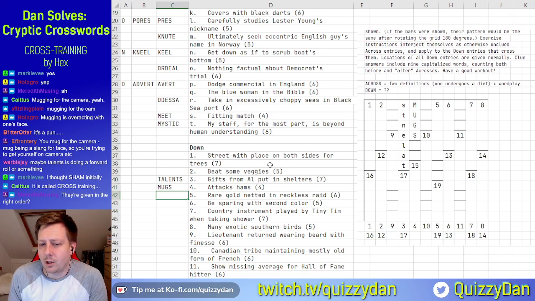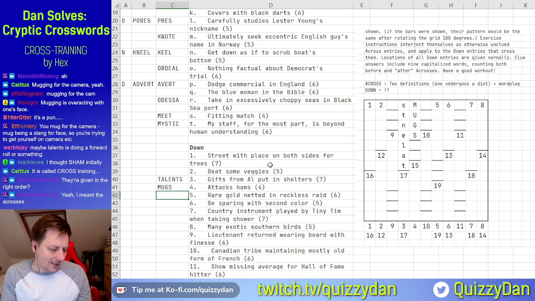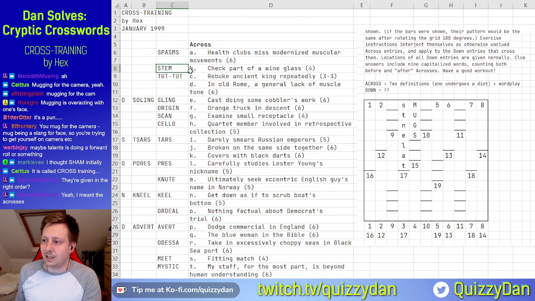5 down. Rare gold netted in reckless raid. So gold will either be AU or OR, and that's going to be in an anagram of raid. So gold will be OR or AU. Yeah, the acrosses are in the correct order. We're just not told where. So we had spasms to start off with, and then stem, and spasms and stem will fit along here quite easily.